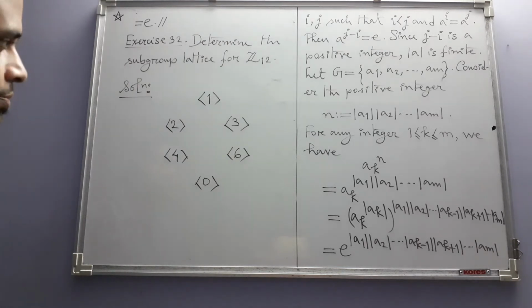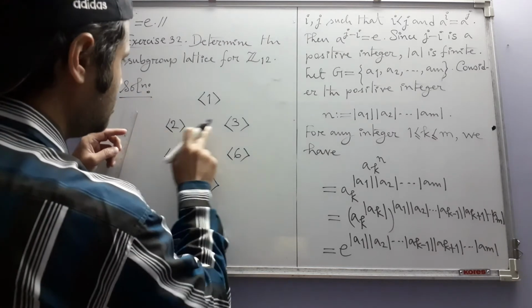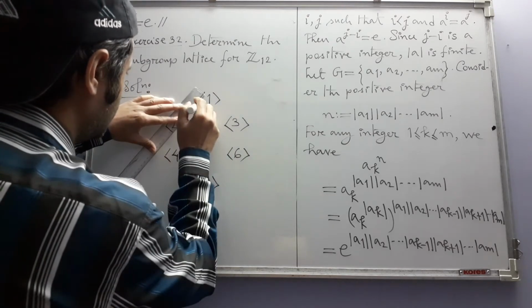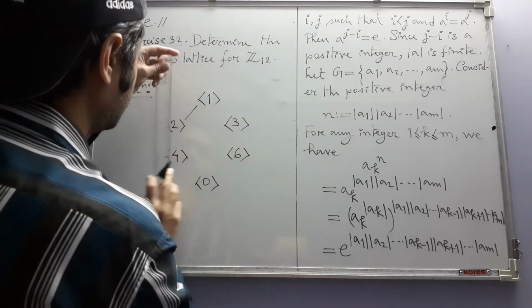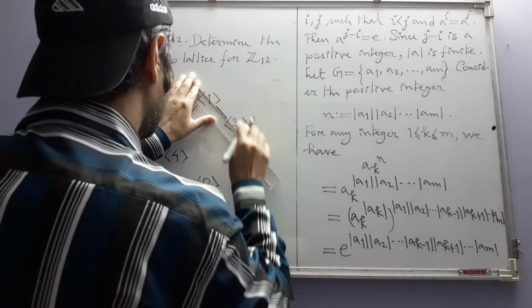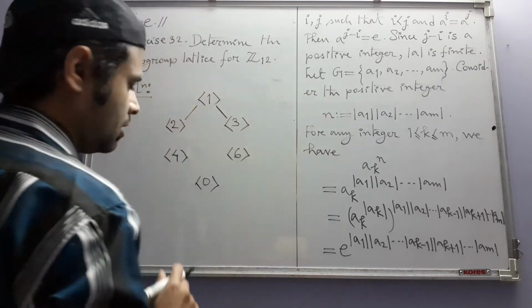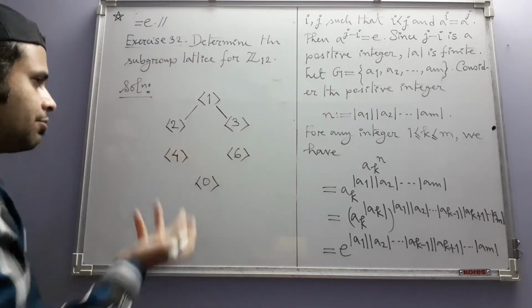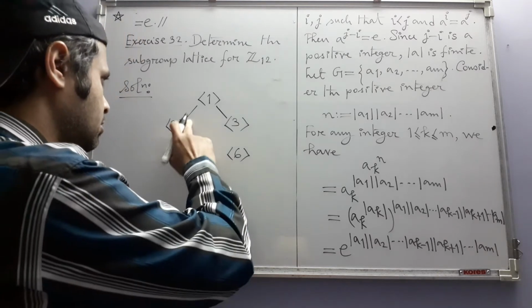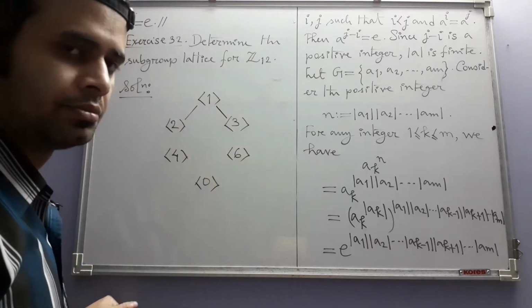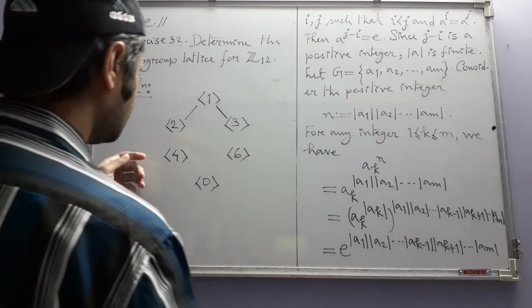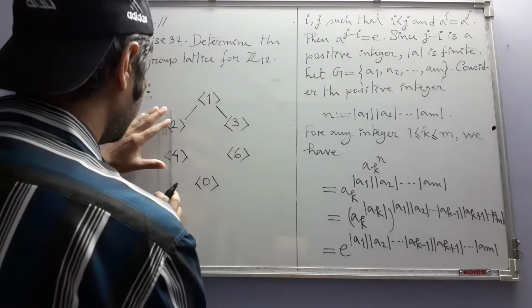So now, because these two are subgroups of this, we join them. It's not necessary to join them by a straight line. You can join them in any way you want, by some curved line or in some other way. The only thing is that the subgroups which are related should have a link between them. So in that sense, this is actually going to be a graph.